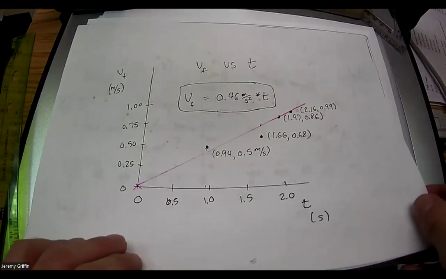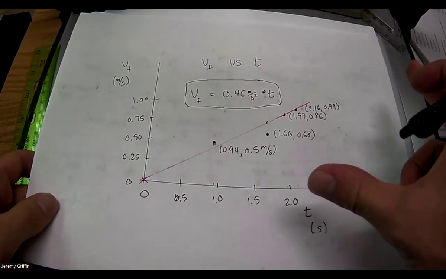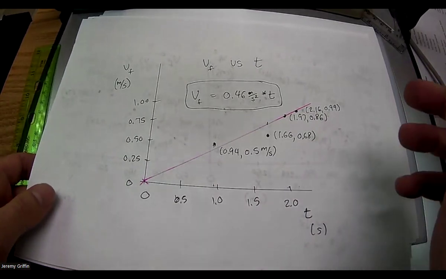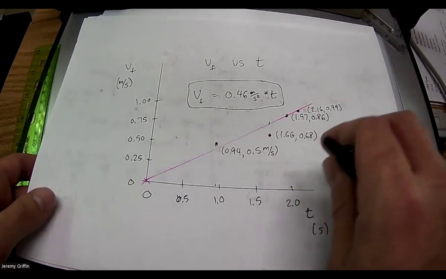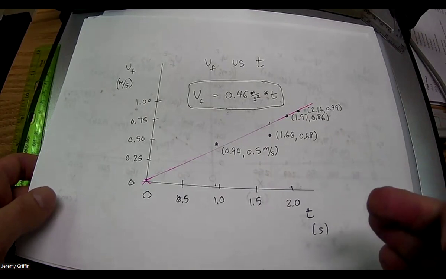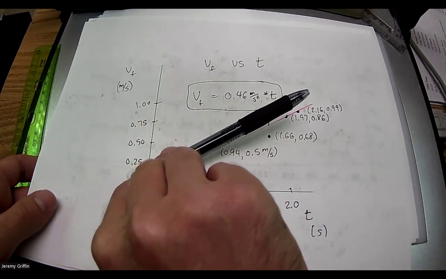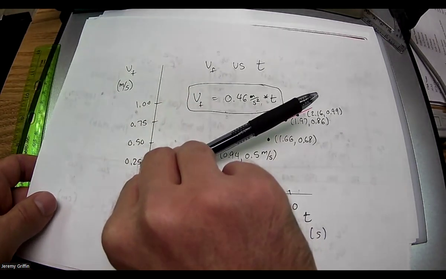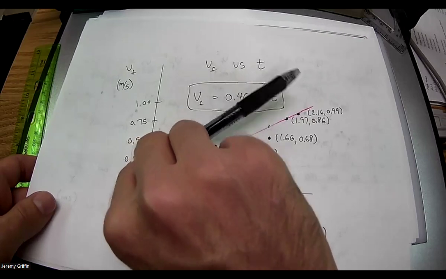Are you guys ready for a critical thinking question? What if you had not released the car from rest? What if you gave the car a push? How would this graph change? Let me give you two options. One of these options is right and one is wrong. If you give the car a push, does this whole graph stay the same slope but just slide up here? Or does the graph stay through the origin, but the slope changes like this?